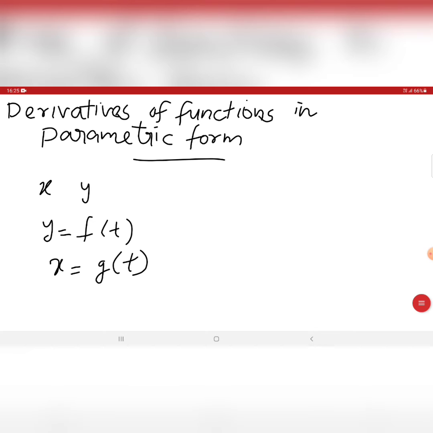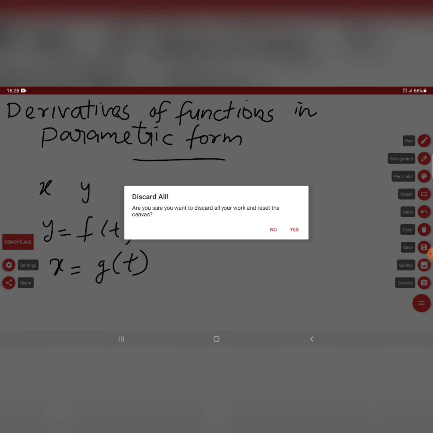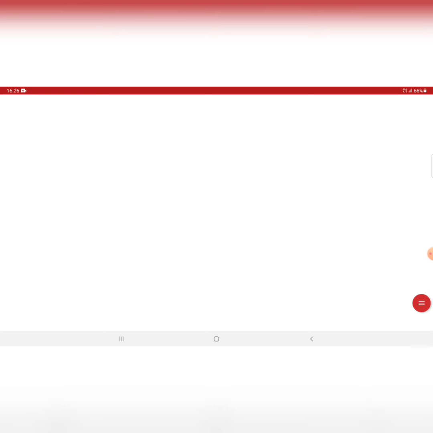That is derivatives of functions in parametric form. That means two variables are in terms of a third variable. That third variable is known as the parameter. Let us do examples. Let x equal a cos theta, y equal a sin theta. Here the third variable, or the parameter, is theta.